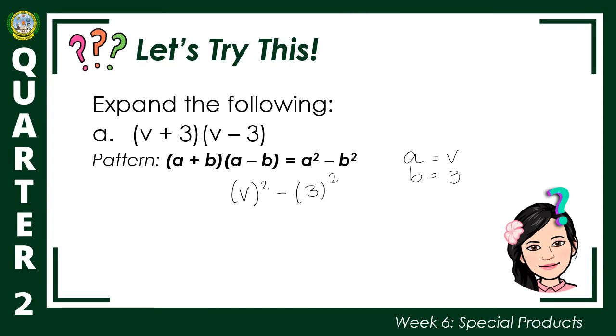Okay? So, the square of V, or V times V, is simply V squared. And then minus the square of 3, or 3 times 3, is equal to 9. Okay? So, tingnan natin kung tama ang ating sagot. Okay. So, the answer is V squared minus 9. Okay? Next example.